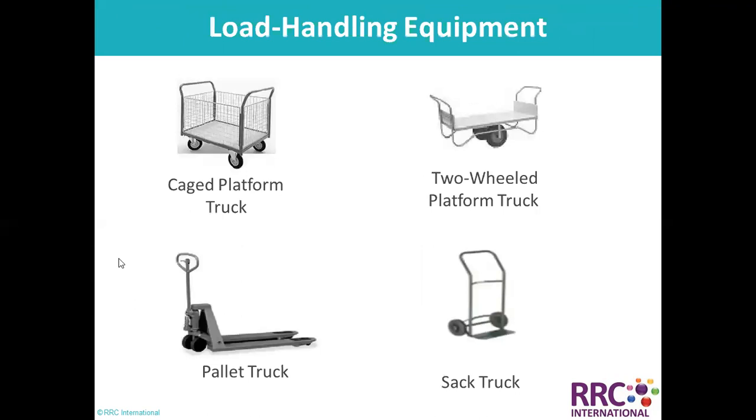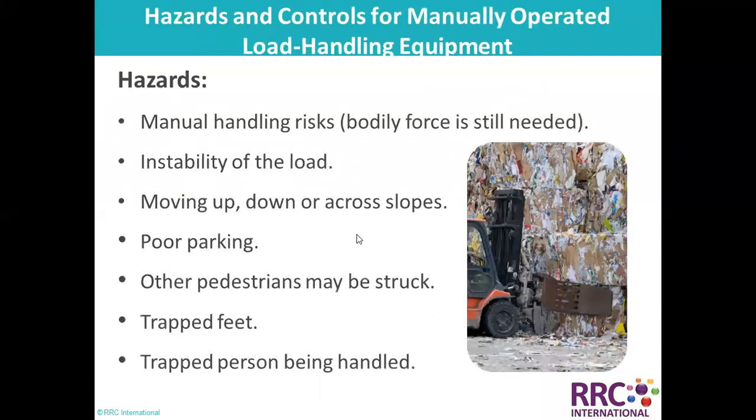Look at the example: cage platform trucks, pallet trucks, two-wheeled platform trucks, or sack trucks. Usually you're going to see this equipment not only within your company but also in supermarkets, and mostly in warehouses for internal process-to-process transportation of materials. But the more equipment you add, the more hazards come into your company. So how are you going to identify what hazards can be there?